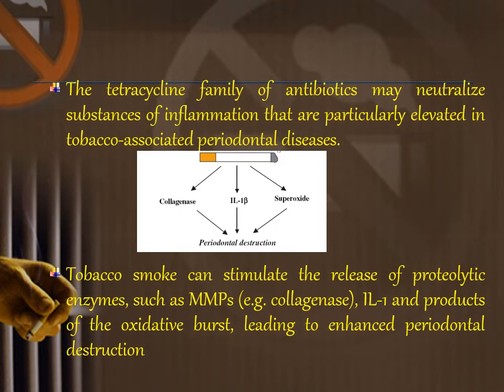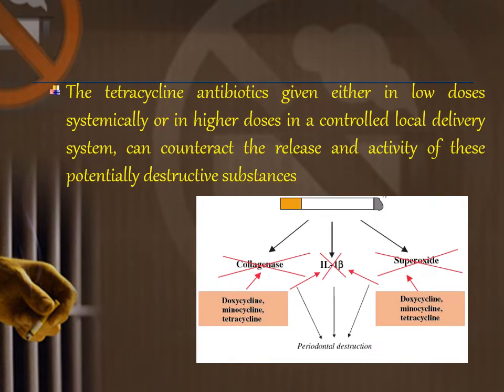The tetracycline family of antibiotics may neutralize substances of inflammation that are particularly elevated in tobacco-associated periodontal disease. Tobacco smoke can stimulate the release of proteolytic enzymes such as MMPs, interleukin 1, and products of oxidative burst, leading to enhanced periodontal destruction. A tetracycline antibiotic given either in low dose systemically or in higher dose in a controlled local delivery system can counteract the release and activity of these potentially destructive substances.